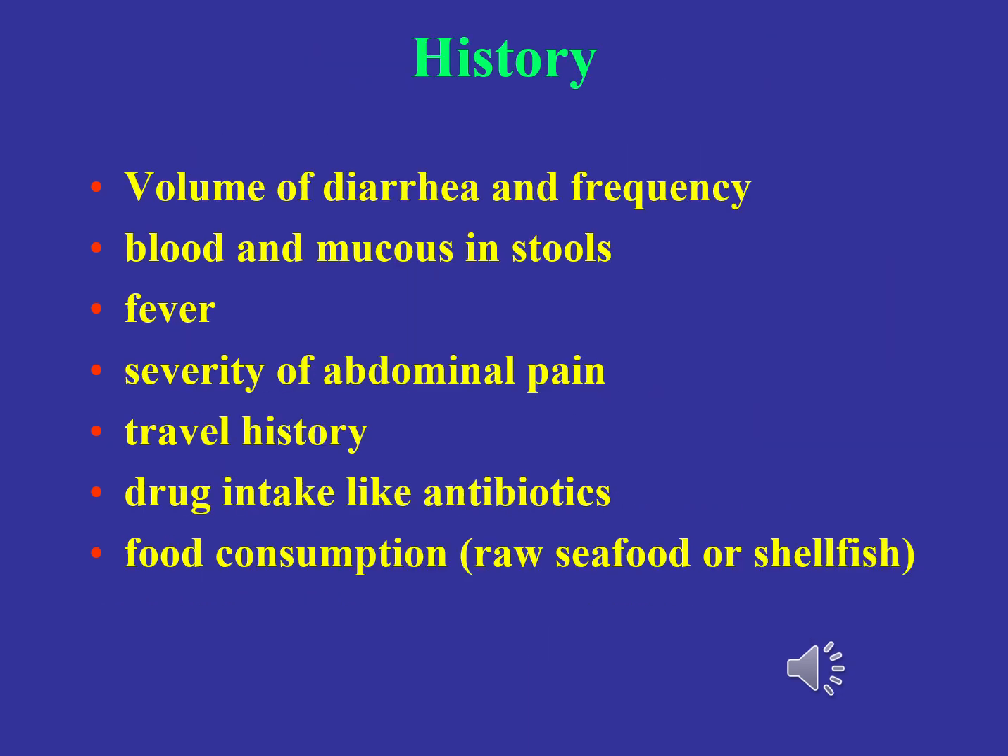When you encounter a patient with diarrhea, you need to inquire about the following aspects: the volume and frequency of diarrhea, the presence of blood or mucus in stools, which differentiates invasive or non-invasive bacteria or pathogens, the presence of fever, and the severity of abdominal pain. You have to ask about travel history. Traveler's diarrhea, which occurs in travelers, may be secondary to infections with Giardia, E. coli toxin, or amoebiasis.